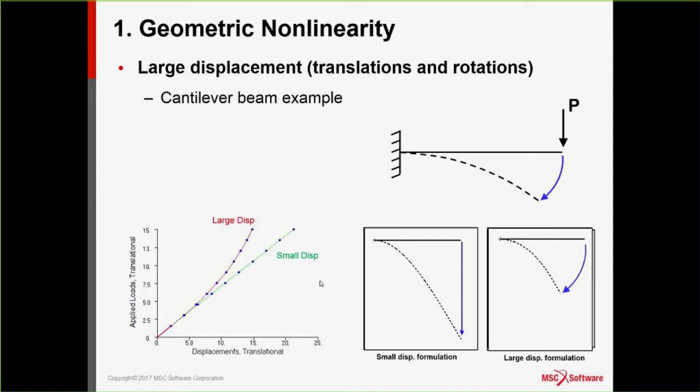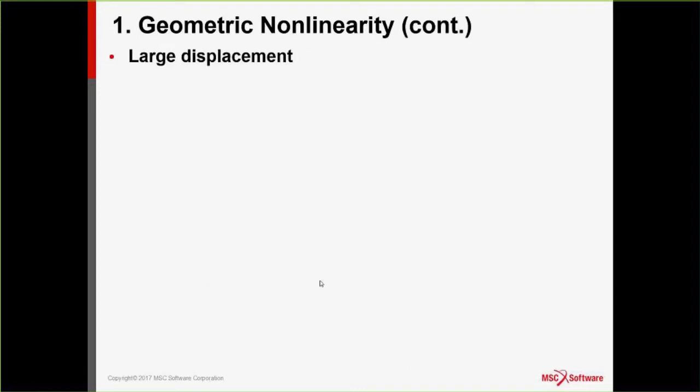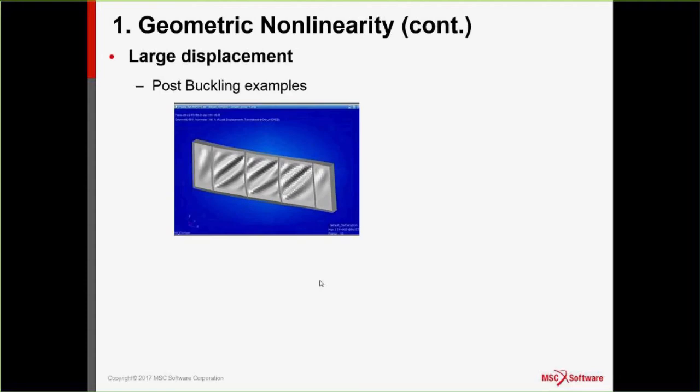You will run into other situations where, when you start to load it, it will actually get softer. So you could also get geometric softening. Another common example in geometric nonlinearity is buckling. And let's look at an animation here. This is a very deep beam. So the applied vertical shear is carried by the shear web, and you can see the shear web is buckling.